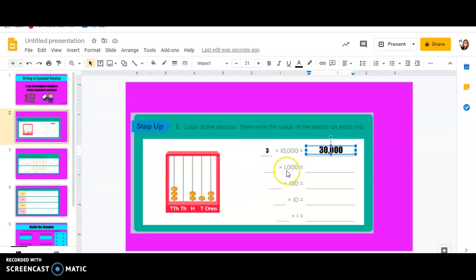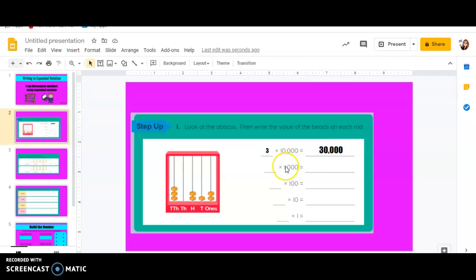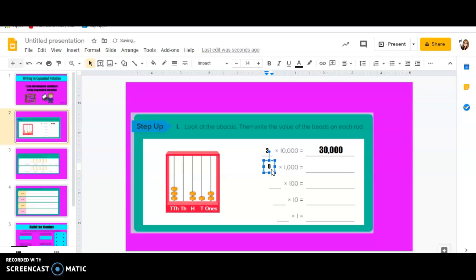Now, when I move to the next number, I'm looking at my thousands place value. On my thousands place value, I have no beads. And if you remember all the way back at the beginning of the school year, we read about the number 0. And we learned that the number 0 means that we have nothing. So when we see nothing, we can represent it with the number 0. So I'm going to put a 0 to represent my thousands place value. And if I have no beads, then my value for that place value would simply be 0.